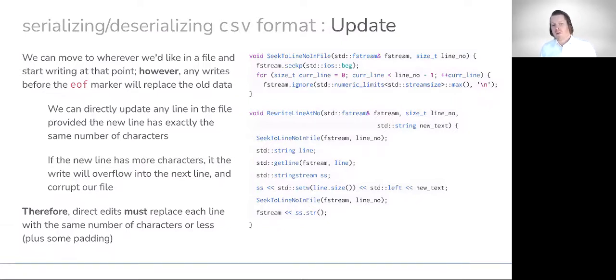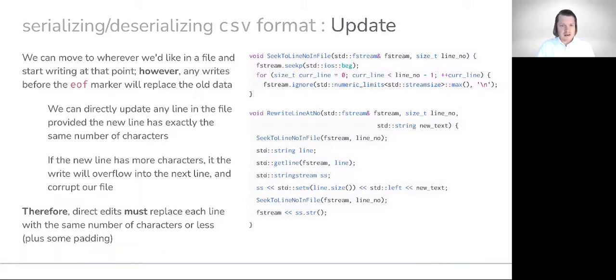We can move to wherever we'd like in a file and start writing at that point, as we just showed. We can directly update any line in the file, provided the new line has exactly the same number of characters. If the new line has more characters, the write will overflow into the next line and corrupt our file. Therefore, direct edits must replace each line with the same number of characters or less. And if it is less, you need padding to ensure that it is exactly the same.